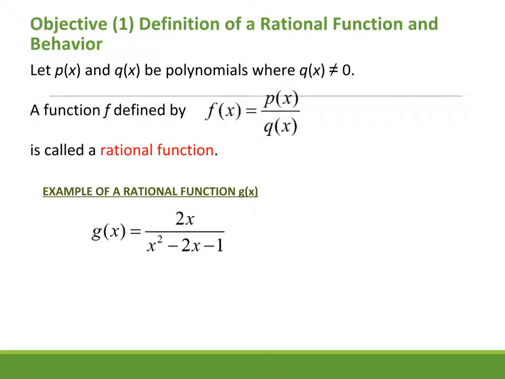Our first objective is to define a rational function and behavior. Let p of x and q of x be polynomials where q of x is not equal to 0. A rational function is defined by f of x equals p of x over q of x. An example of a rational function is g of x equals 2x divided by x squared minus 2x minus 1. In rational functions, the denominator cannot be 0.